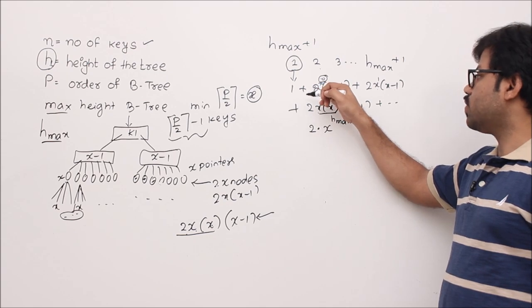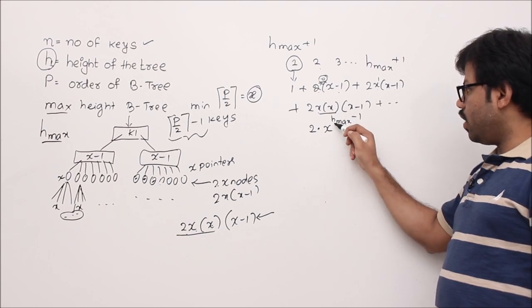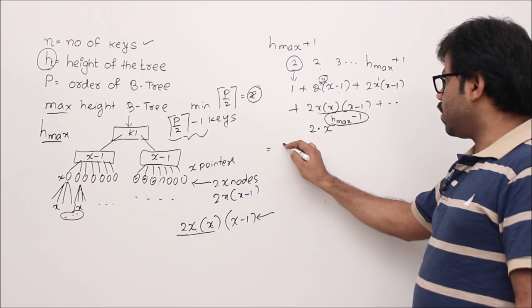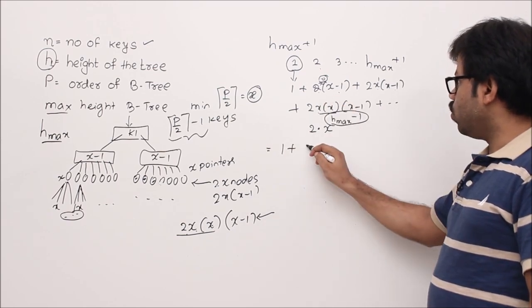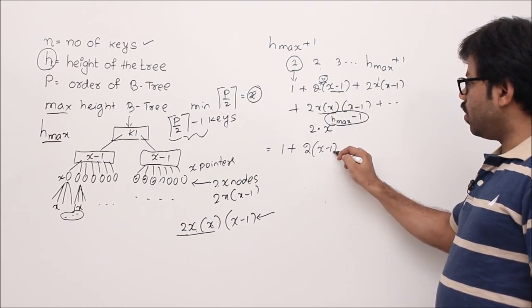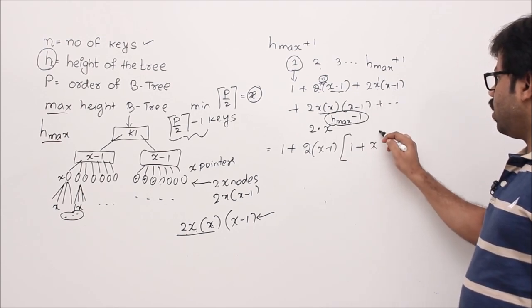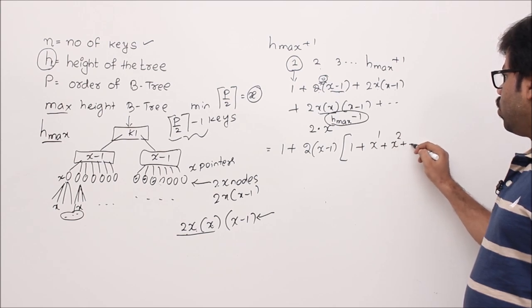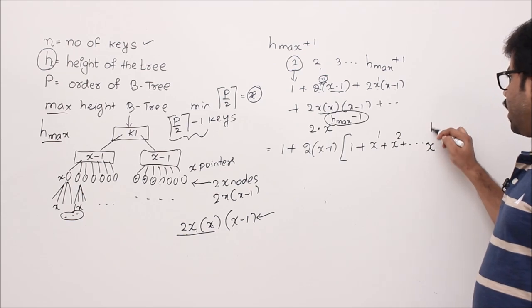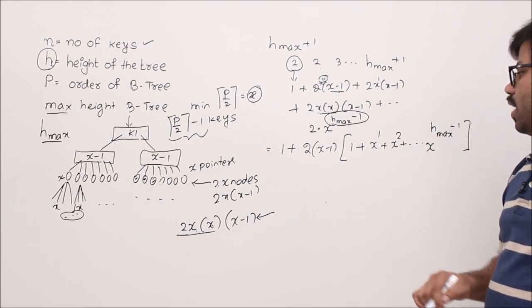This is second level, right? That's why 2 minus 2. Third level 3 minus 2. H max plus 1th level in the final will be H max minus 1. I am subtracting minus 2. Let's simplify it. So you get this expression 1 plus, let's take 2 common and x minus 1 common. If I take x minus 1 common, what happens? We will see x power 0 that is 1 plus x power 1 plus x squared plus so on, right? So what is the final one? It is x power h max minus 1, isn't it? So this will be the idea.